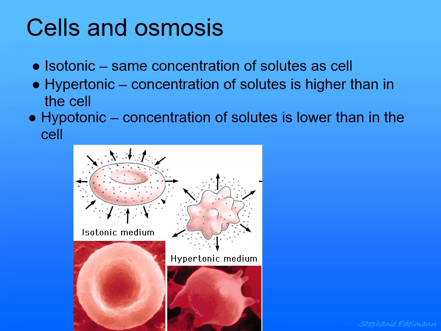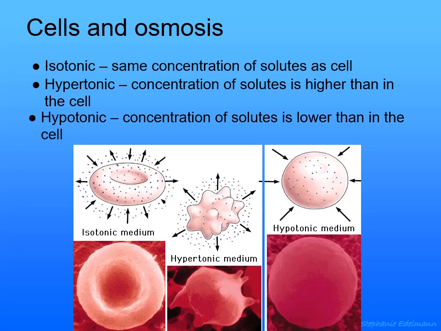The last situation is the hypotonic situation. In a hypotonic situation, the concentration of solutes on the outside is lower than in the cell. So in this case, what's going to happen? What direction is the water going to move? In this case, the water moves towards the inside of the cell, filling the cell. And animal cells don't really have anything that keeps the cell together if there's too much pressure on the inside. So if you put a red blood cell into a hypotonic solution, the red blood cell will swell up and it will burst. And that will be the end of the red blood cell.